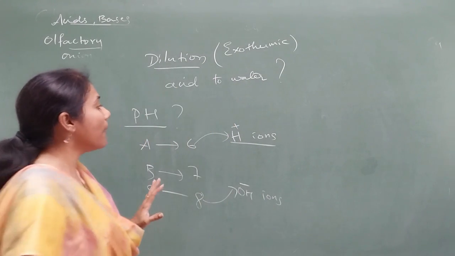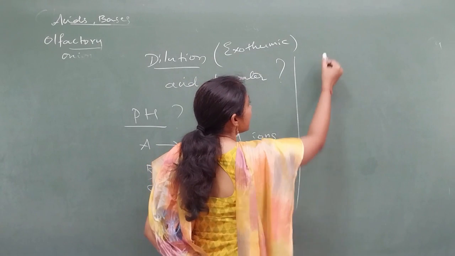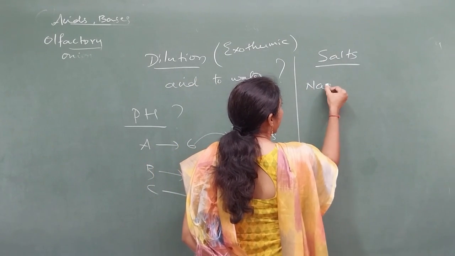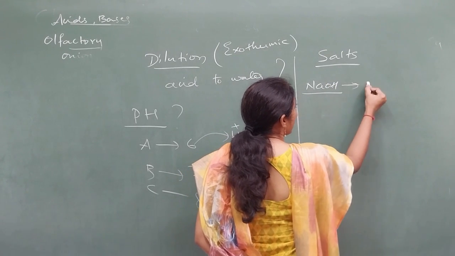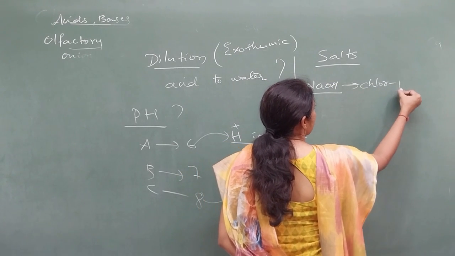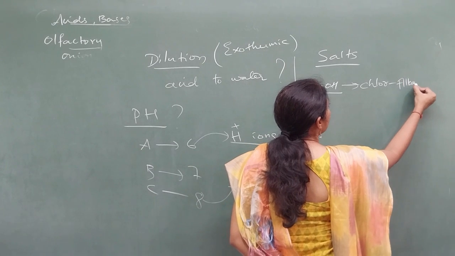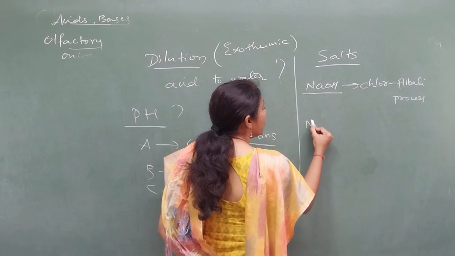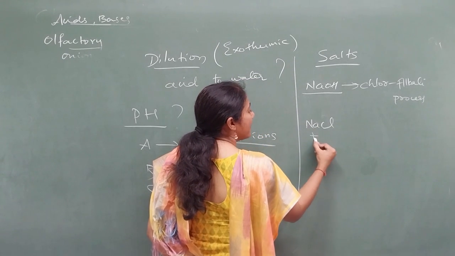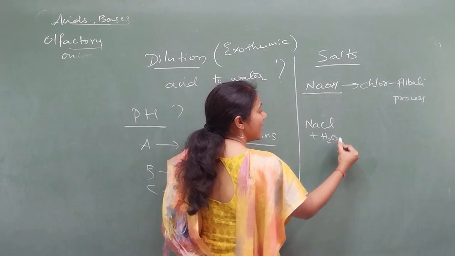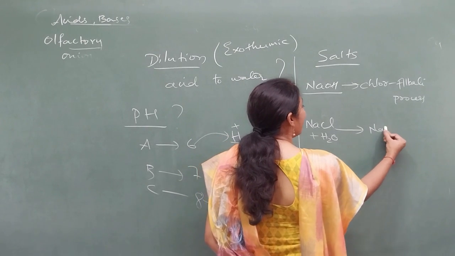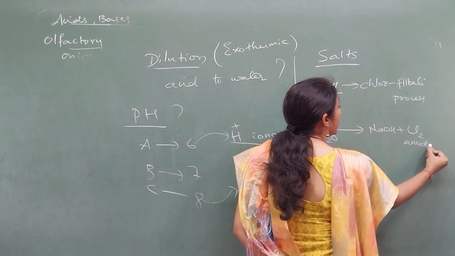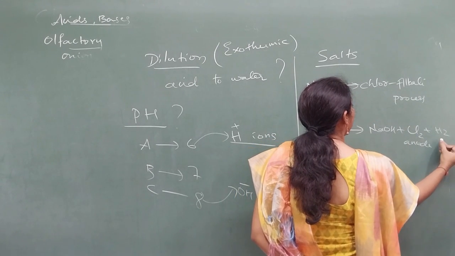Okay, and now coming to salts. There are certain salts you have studied: NaOH preparation, the chlor-alkali process. The chlor-alkali process is very, very important, guys. For the chlor-alkali process, you will take brine solution, that is NaCl plus H2O. You will get NaOH. Cl2 gas is formed at the anode and H2 gas is formed at the cathode.